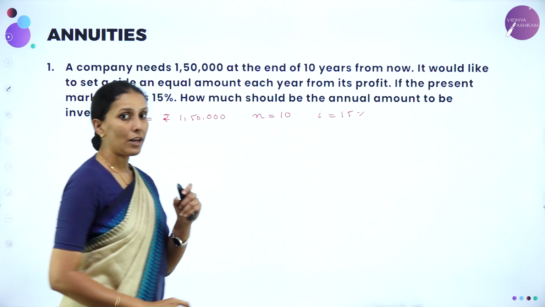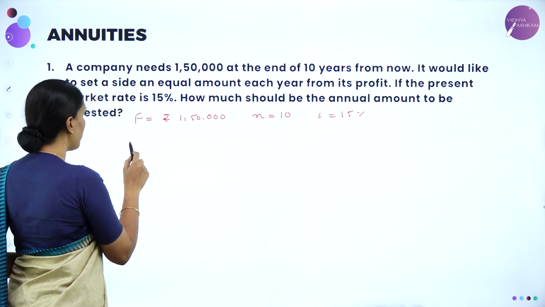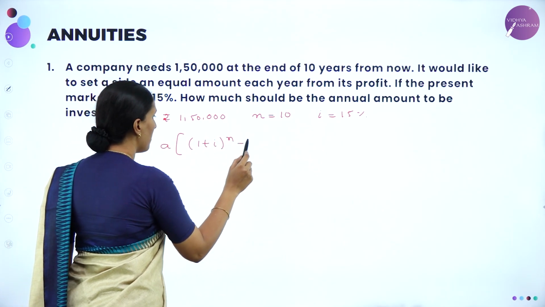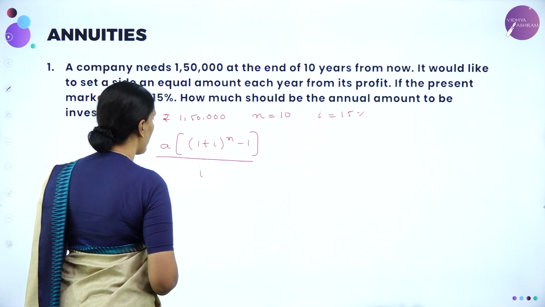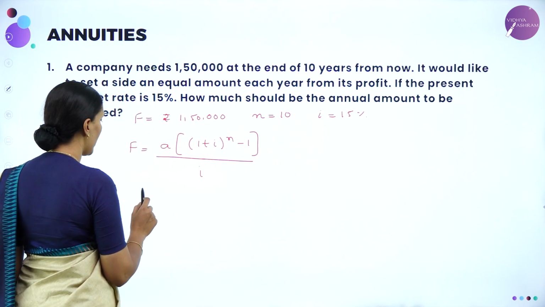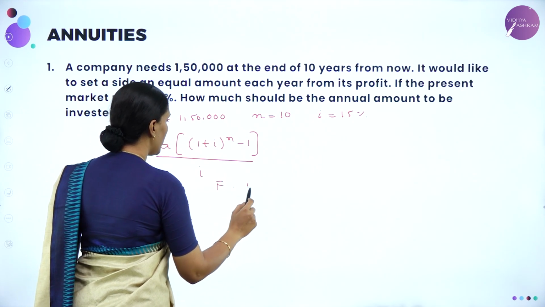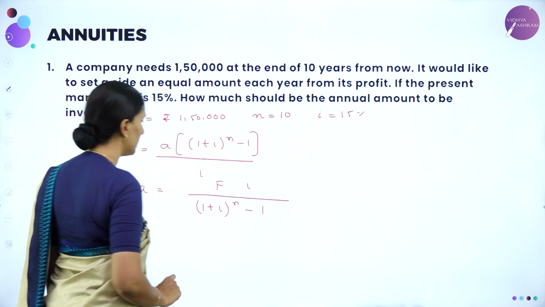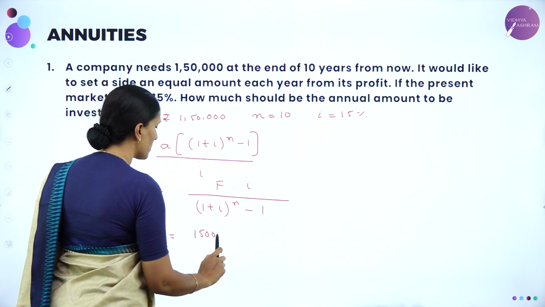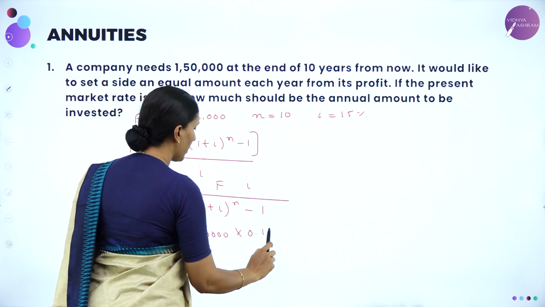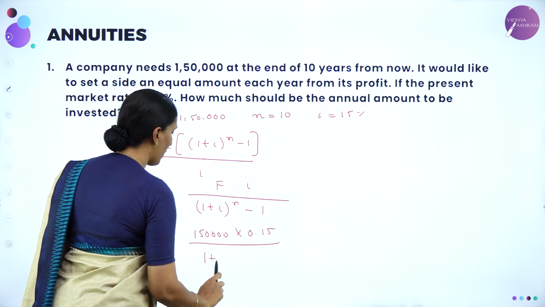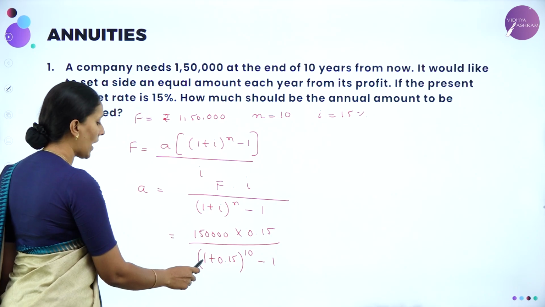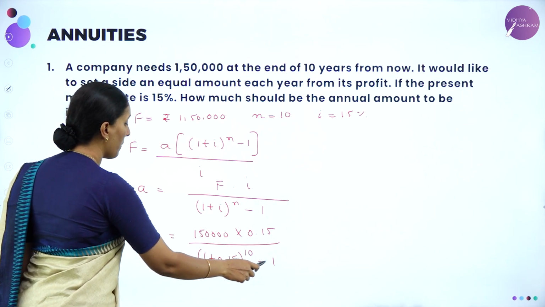So we need to calculate the value of an annuity, that is A. Using future value, we have the formula F = A into (1 plus i) whole power n minus 1, whole divided by i. Now I have F here, I need A. So A is equal to F into i, whole divided by (1 plus i) whole power n minus 1. Now F is 1,50,000, i is 0.15, divided by (1 plus 0.15) to the power 10 minus 1. So you need to calculate 1.15 to the power 10 minus 1.